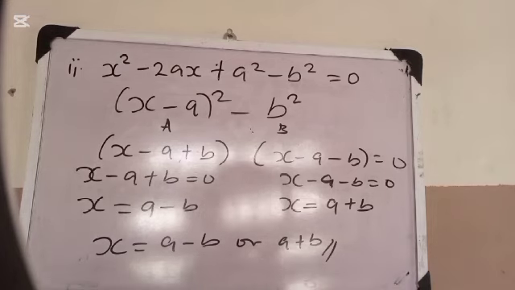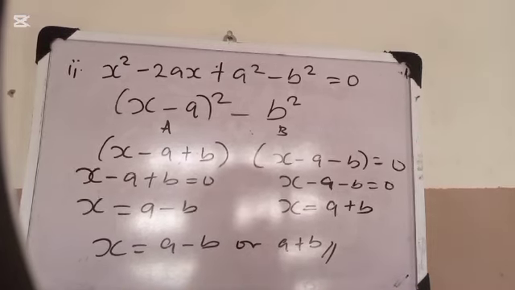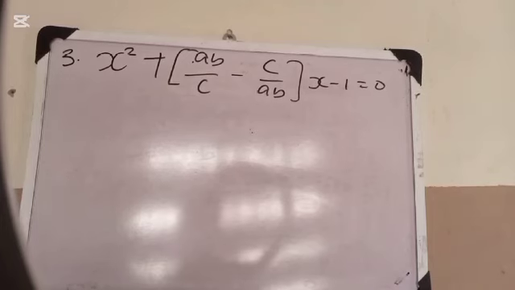Very simple. Is that clear? So let's go to the next question. Now look at this question. The third question says x squared plus (ab over c minus c over ab) times x, minus 1, is equal to 0.